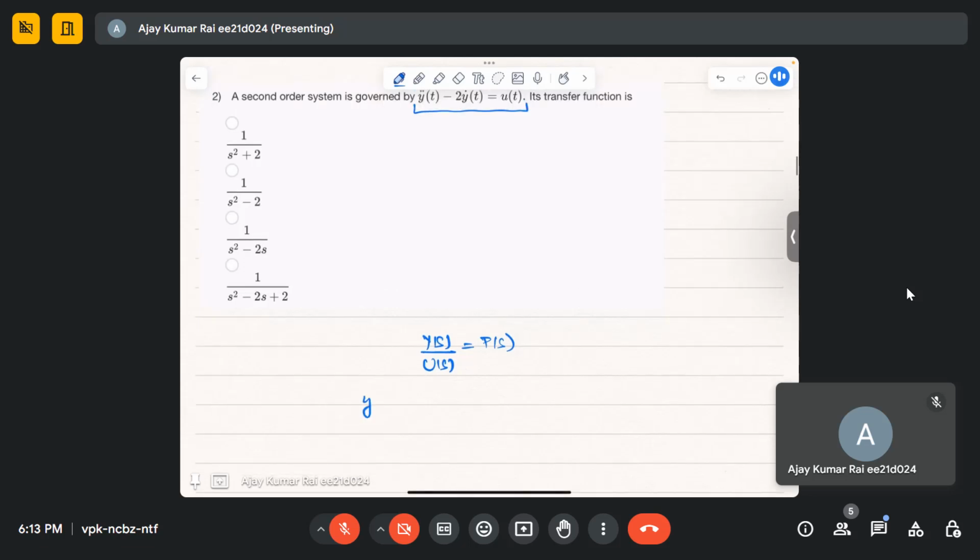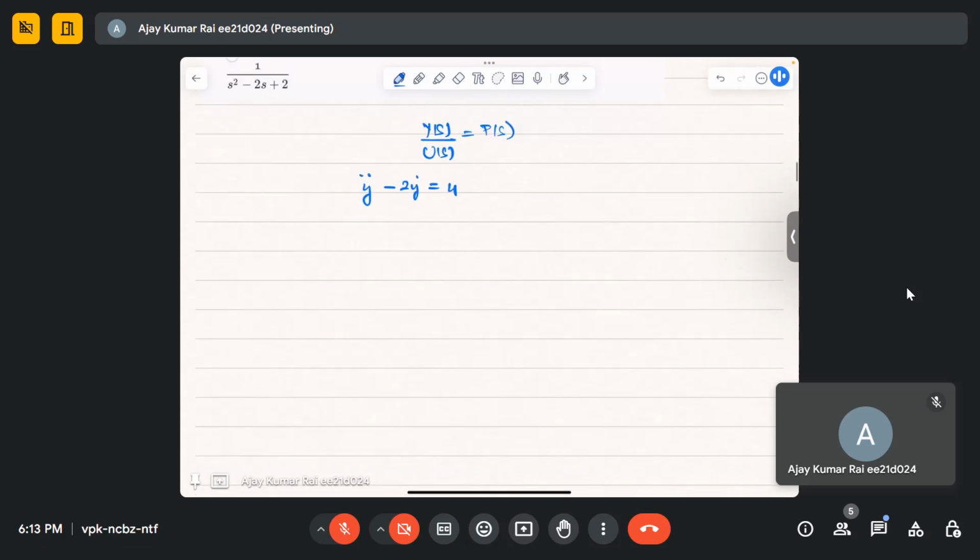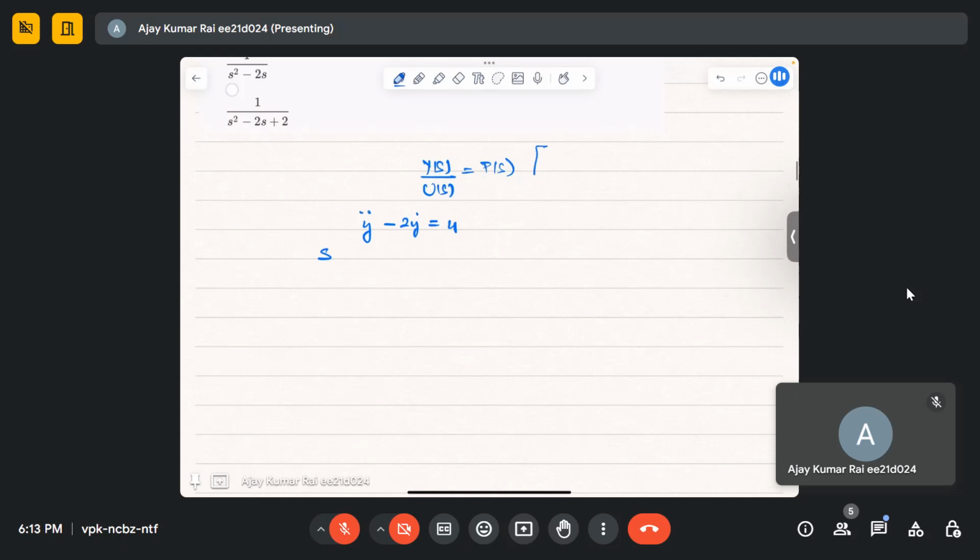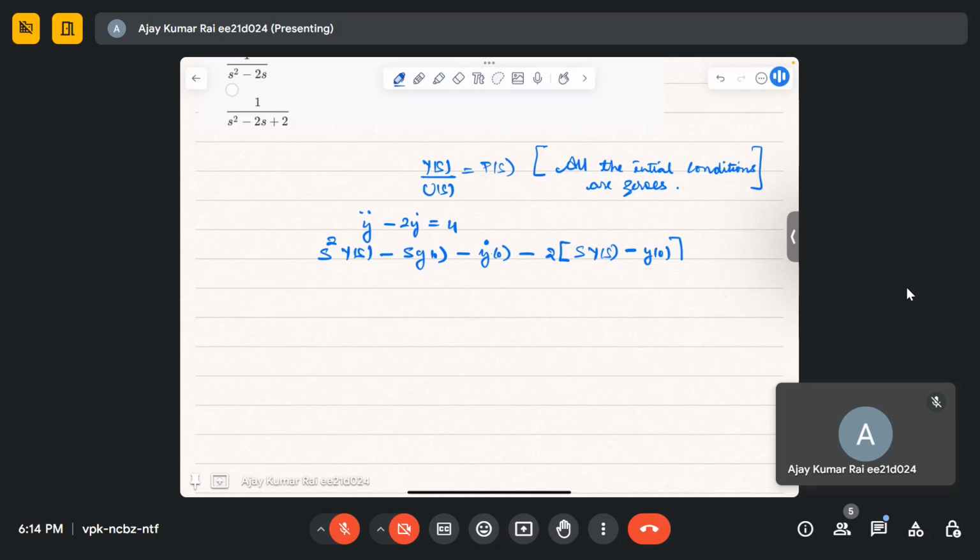Just write the equation, because space will not be there: y double dot minus y dot minus 2y, these are functions of t, equal to u. Let me take the Laplace transform. While finding the transfer function, I'll take all the initial conditions as 0. So the Laplace transform is s squared Y(s) minus s y(0) minus y dot(0) for the second derivative, minus s Y(s) minus y(0) for the first derivative, minus 2Y(s), equal to U(s). You know all the initial conditions are equal to 0.